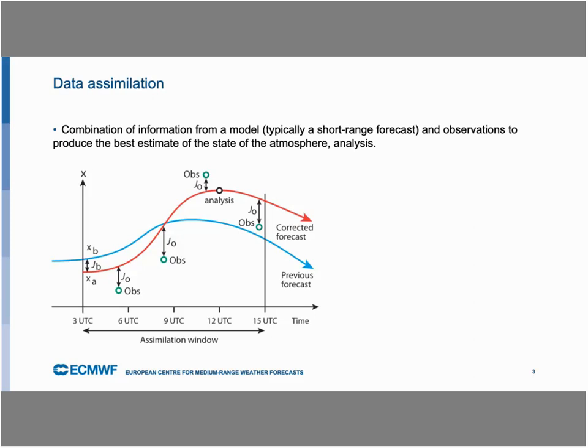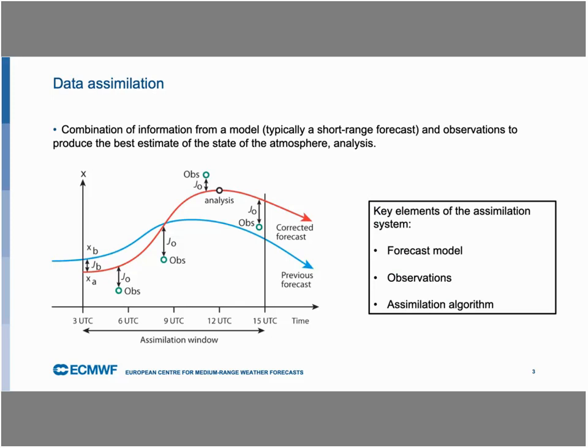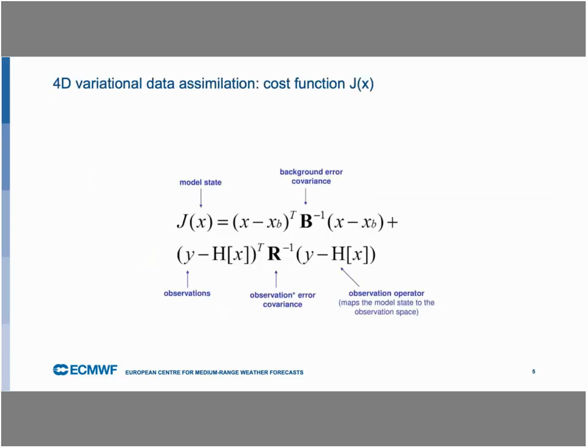And the main components of the assimilation system is a good forecast model, which gives us the first guess information on the background, and then a lot of good quality observations, of course, and then the assimilation algorithm, which will combine these two sources of information. And at ECMWF, the assimilation system that we are using is a 4-dimensional variational assimilation.